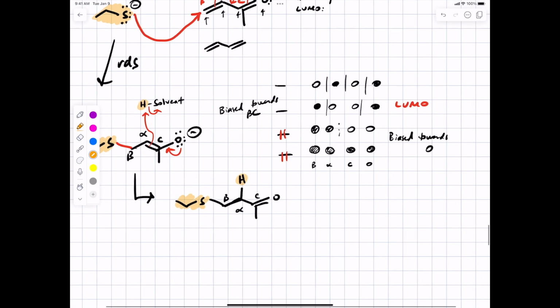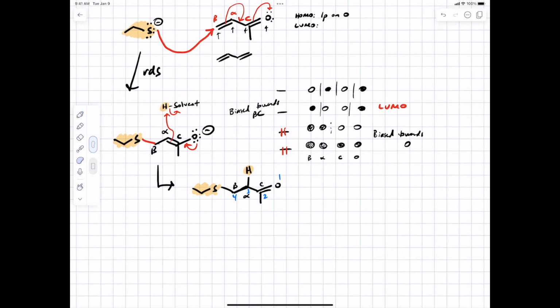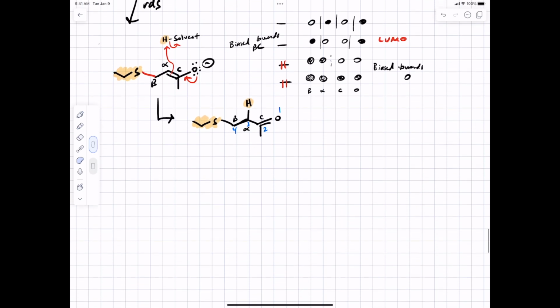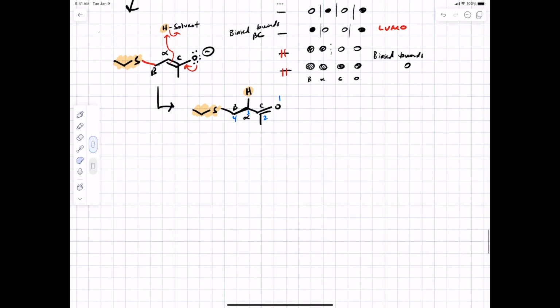And if we start counting at oxygen, why do they call that a 1,4 addition instead of a 3,4 addition, or perhaps even just a 1,2 addition, because the things that got added are next to each other? Here's the answer. This protonation by solvent on the alpha carbon was an oversimplification.